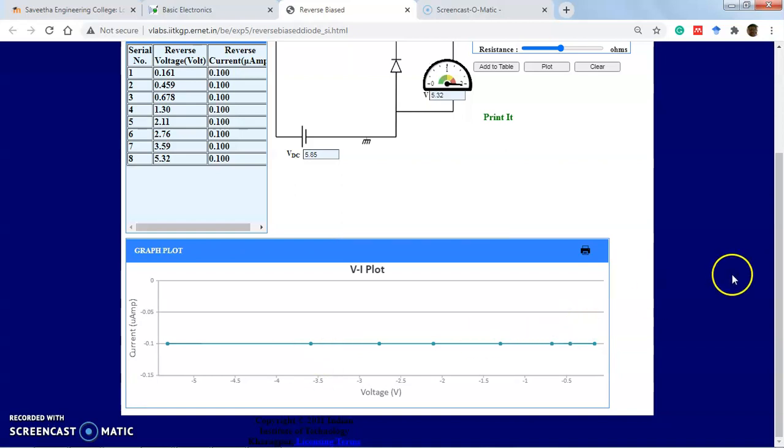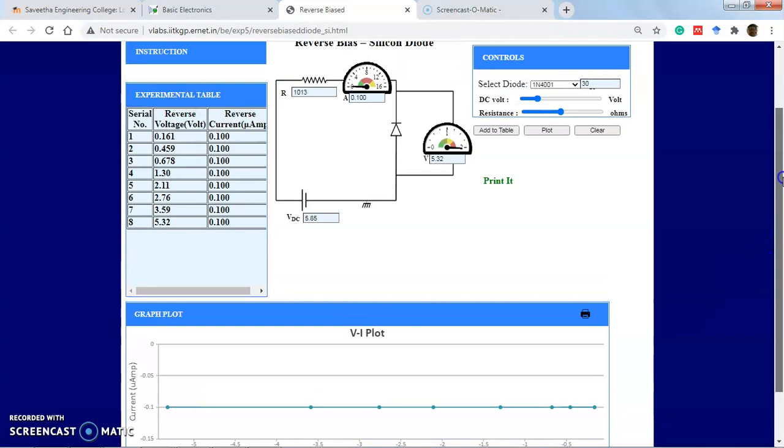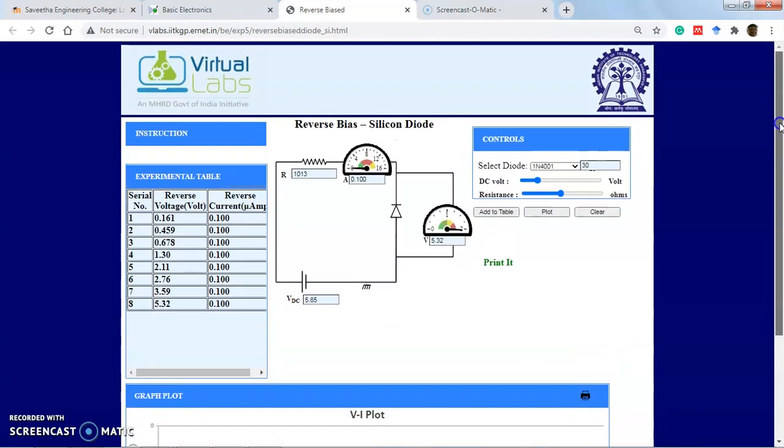Now you can vary the DC voltages. Then only we can plot the VI characteristics of the diode. Okay, you can try the simulation with this link.